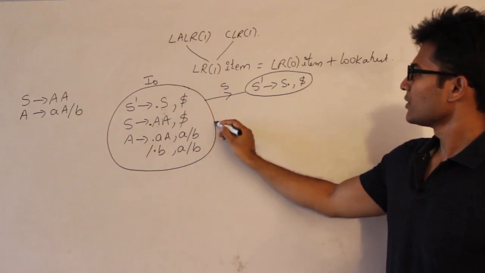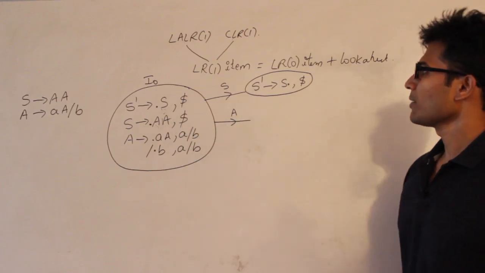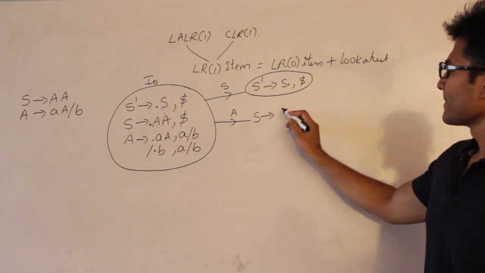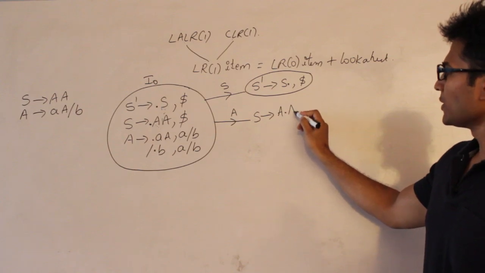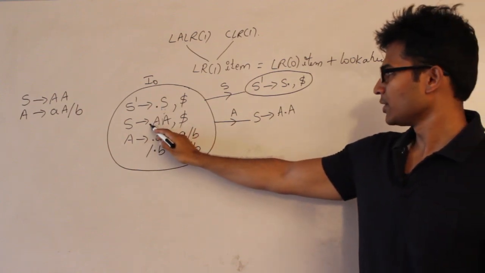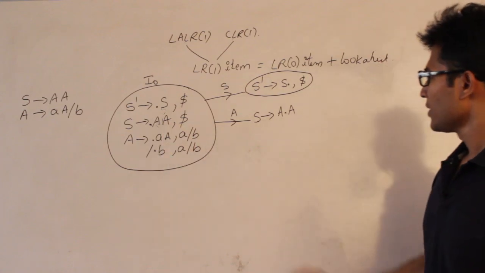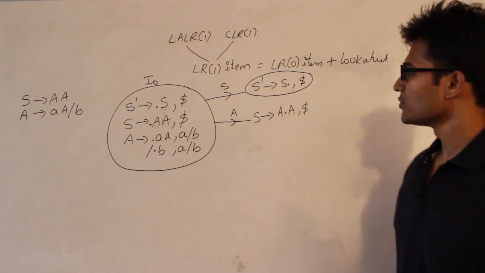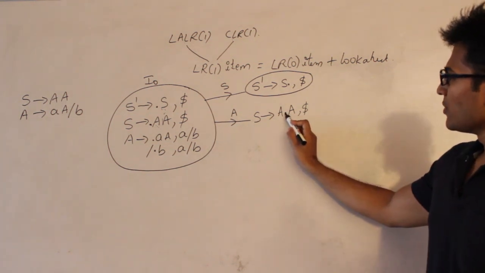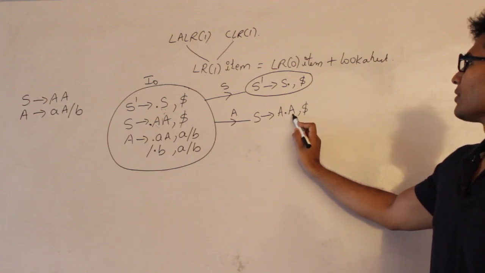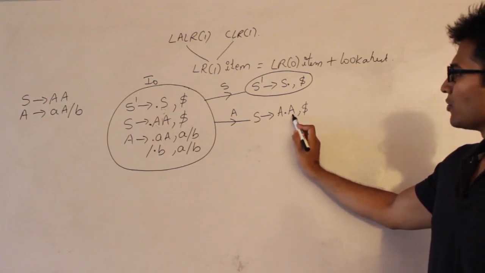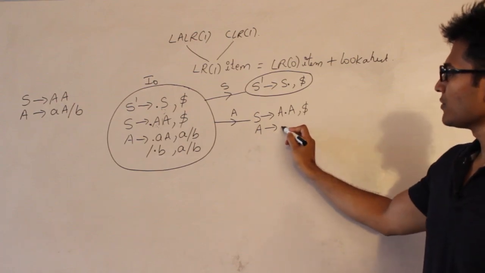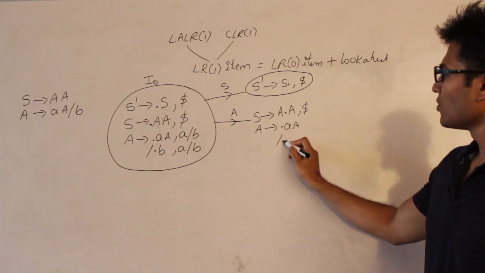Okay, and let us see what happens on capital A. On capital A, S derives capital A dot capital A, because I am moving this dot to the right of the first A, comma dollar. Why? Because the look ahead was dollar, and now because of this dot before capital A, I am applying the closure. So when I am applying closure, I have to add all A productions. What are A productions? A derives dot AA or dot B.